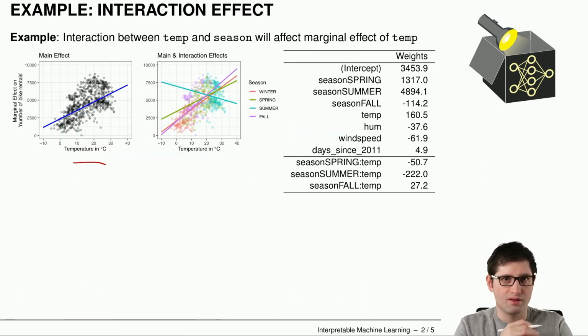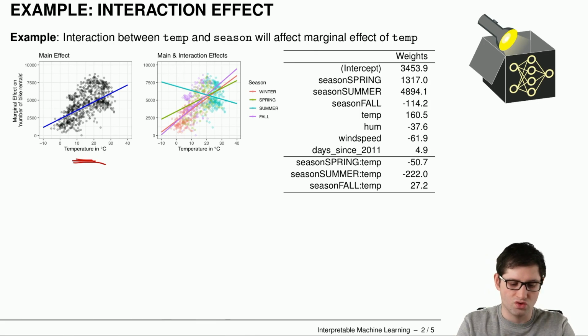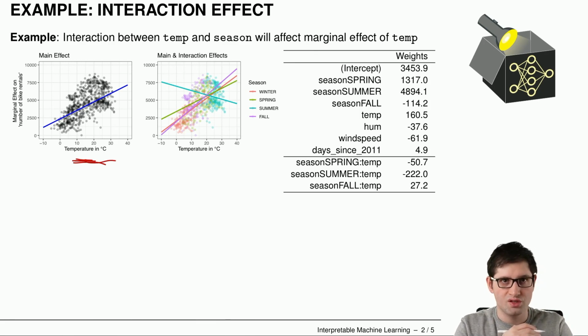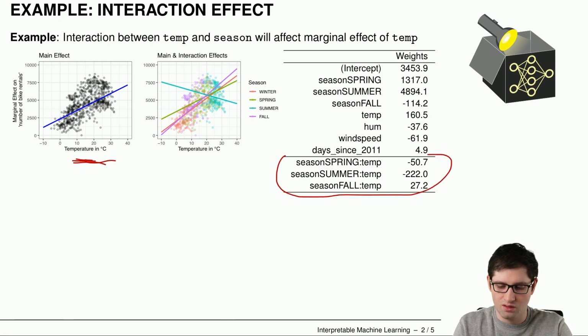Again, let's look at the bike sharing dataset. On the left-hand side, we have the linear regression model showing the effect of the temperature feature, which is just a straight line. And on the right-hand side, another including an interaction between temperature and the season feature, for example, which is done in that part here in the model.